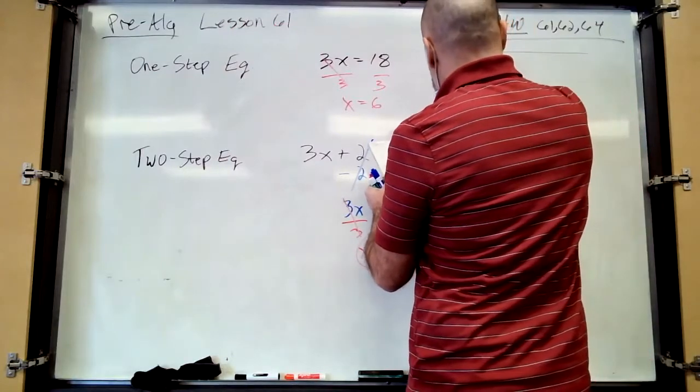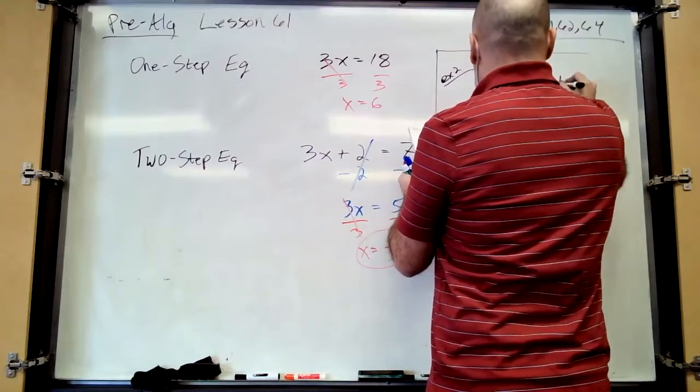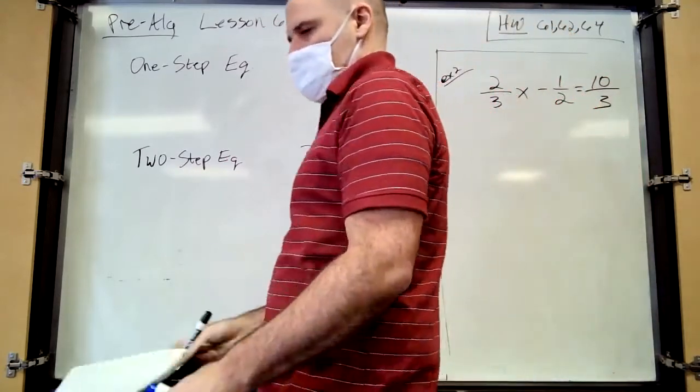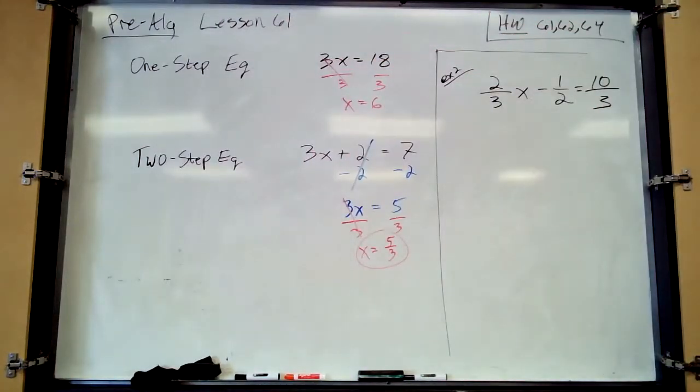Here's example 2. Oh, I can't get it right. What about 2/3 x minus 1/2 equals 10/3?